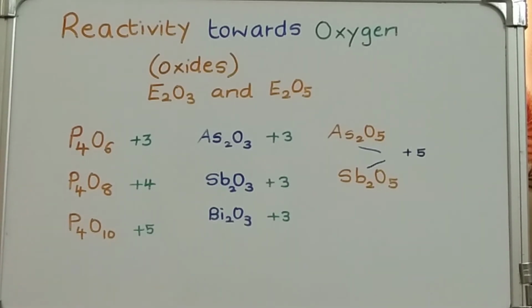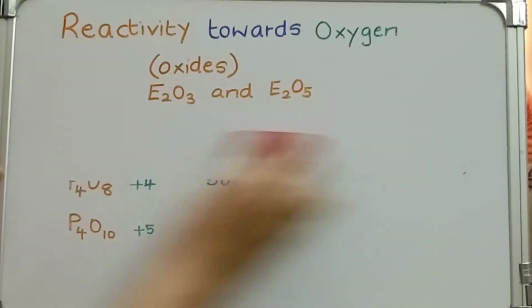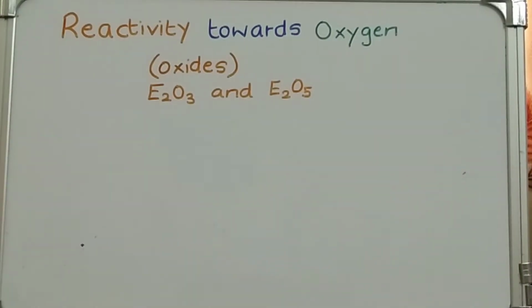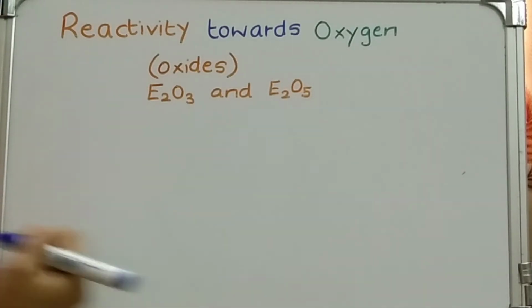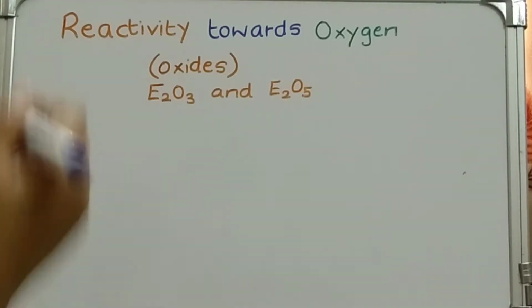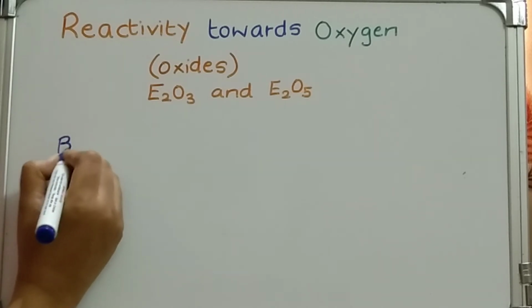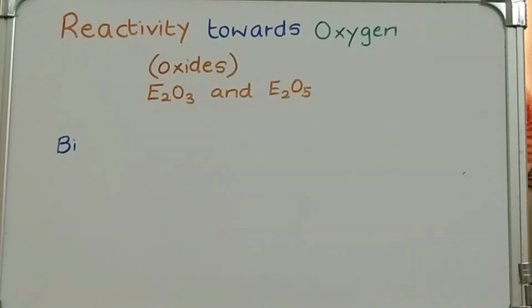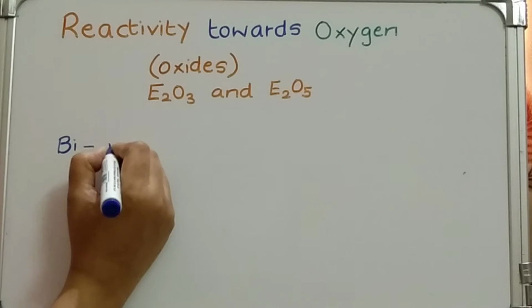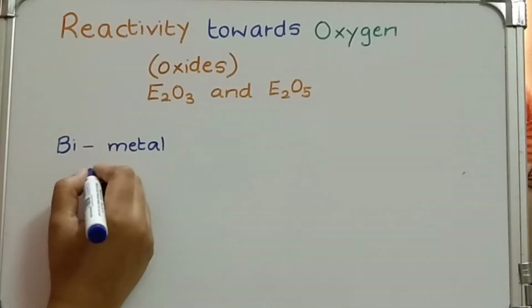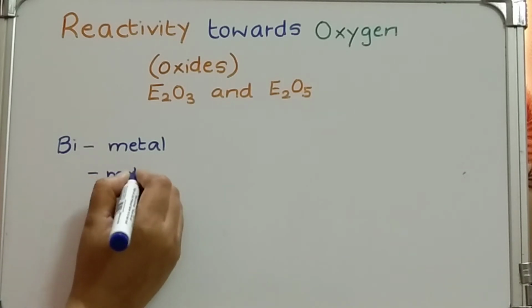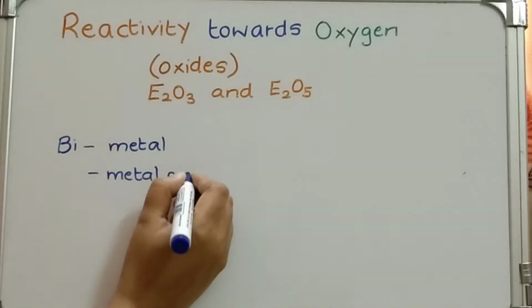Okay, so let's move to the next one. Down the group, what will be the oxide nature? As we move down the group, the last element of the group is bismuth. Bismuth is a metal. And metal oxides are always basic in nature.